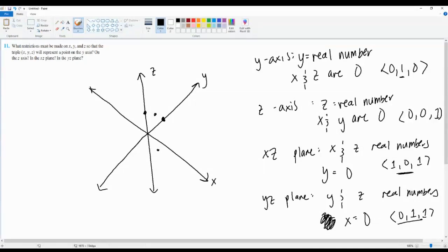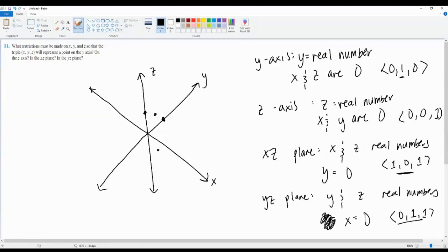Good job. Okay, this is a simple question, but a very important concept. So I hope everyone gets this, because later on we're going to use this idea. So what is the xz plane? The xz plane is exactly the same as when y equals 0.